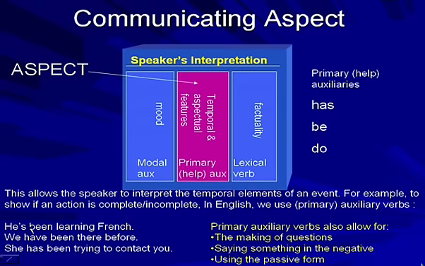They are also used for making of questions, saying something in the negative, or using the passive form. To make a question, you'd say, has she opened the door? So in the declarative it would be she has opened the door, but to make the question, the primary auxiliary is moved to an initial position. So that, for example, is making questions. We'll leave the other forms for now.